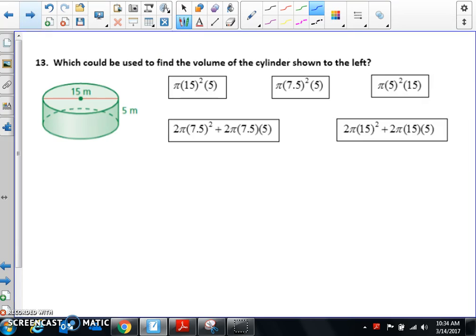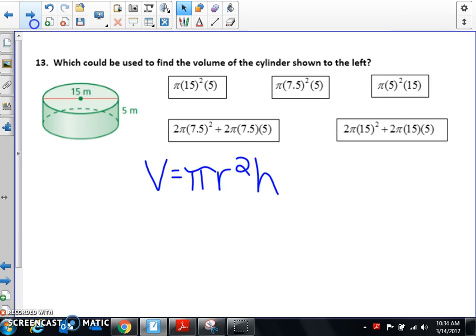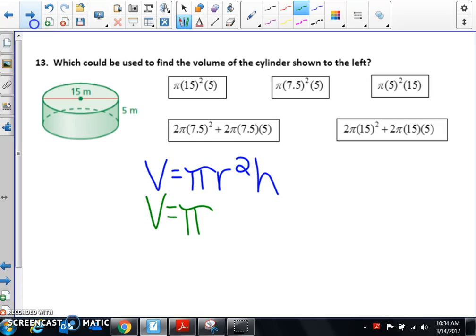All right, which could be used to find the volume of the cylinder shown to the left? The first thing you should do is grab your formula sheet and immediately write the volume formula, which is pi r squared h. So now pi, if I look up here, they just kept pi as pi. So I'm not going to change it to 3.14 because they didn't.